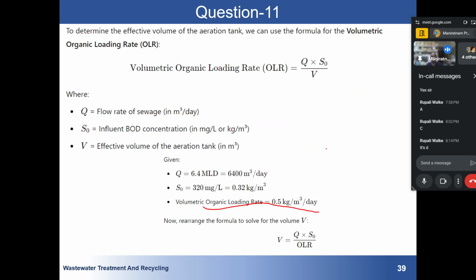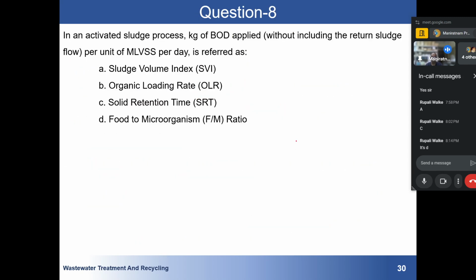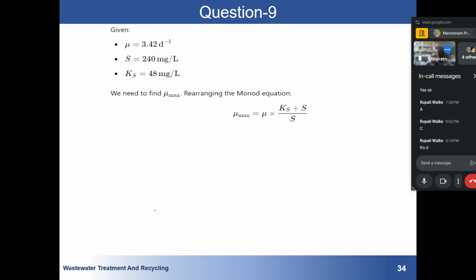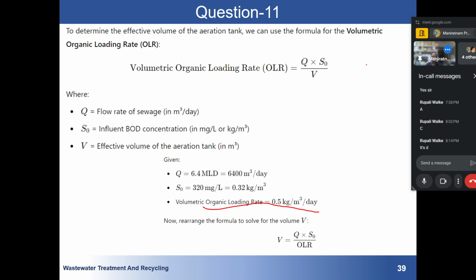In this question, everything is given to you, MLVSS and all this. For your convenience, I am just showing the formula of food by mass ratio. Food by mass ratio is given by Q into S naught divided by V into X. We have just calculated V. Note down this formula. Use whatever information has been given to you and try to find out the answer. What will be the food by mass ratio?